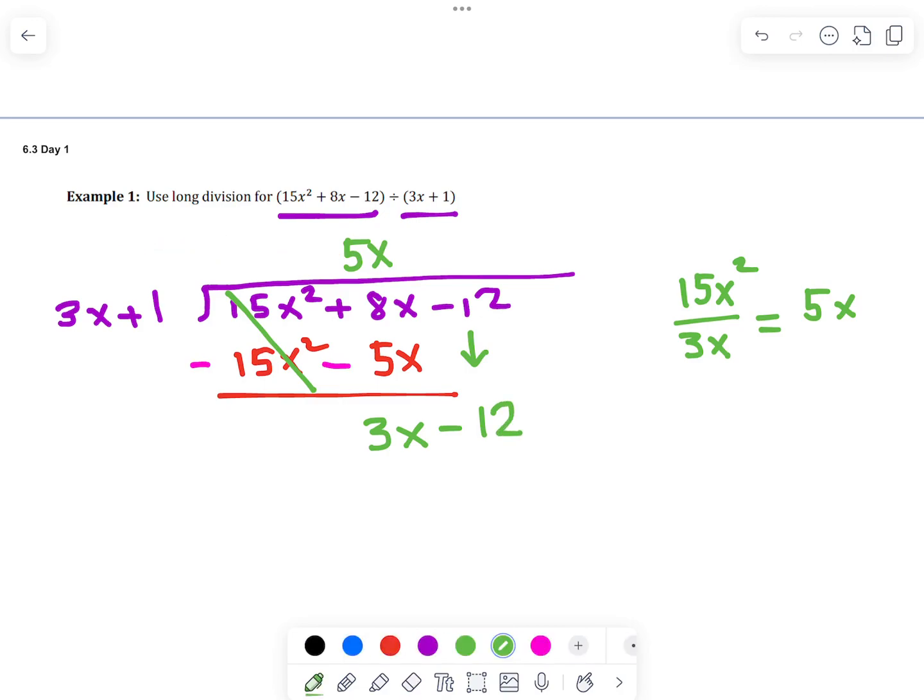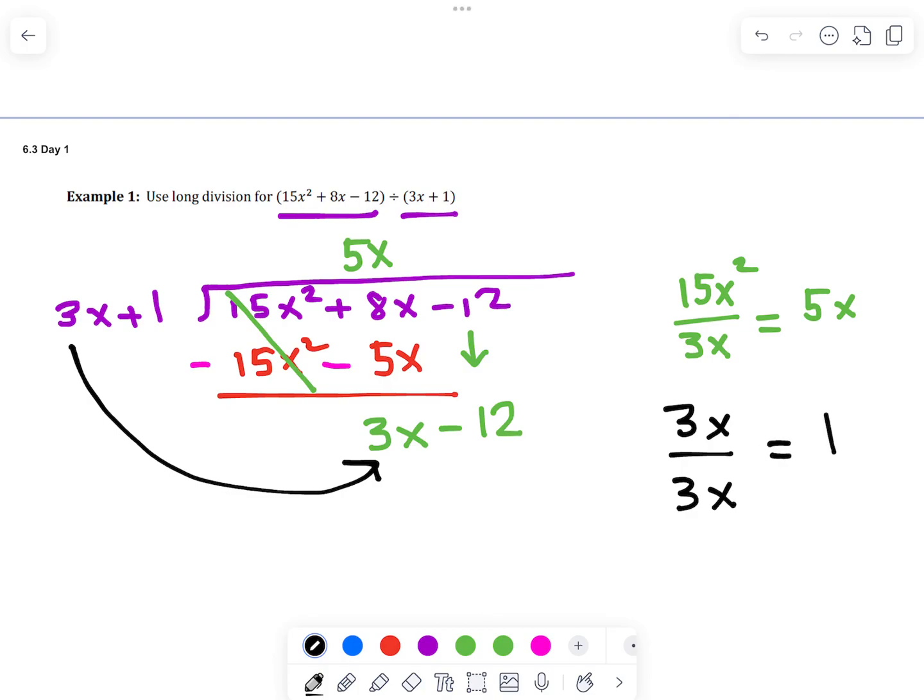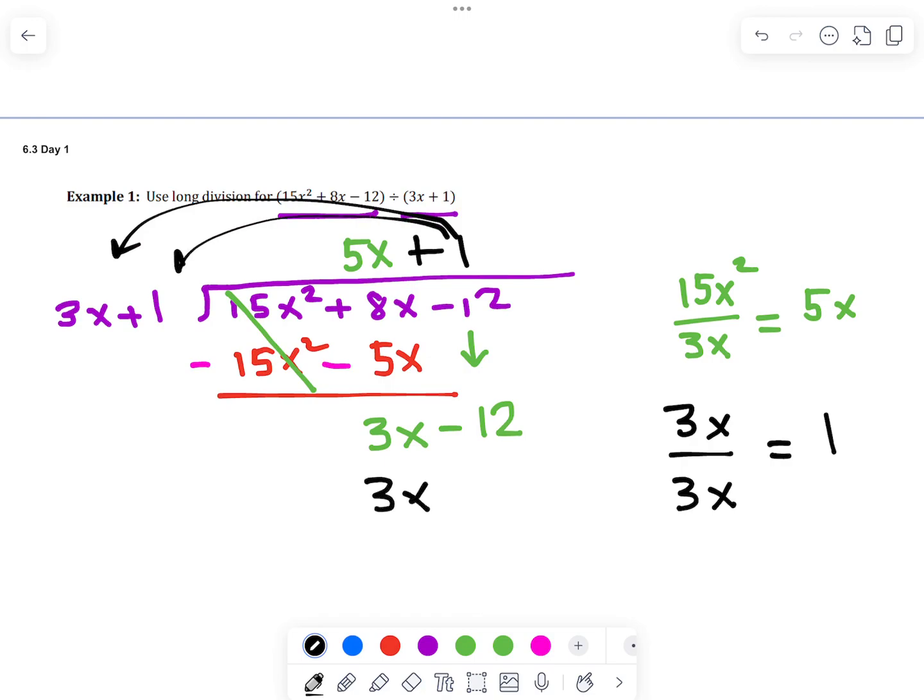I'm going to erase these red dots, and I start over again. I say, all right, we're going to divide 3x into that first term. So what is 3x divided by 3x? So 3 divided by 3 is 1. X divided by x is 1. So plus 1 goes up on top. Get rid of that. And now we multiply. 1 times 3x, 3x. 1 times 1, 1.